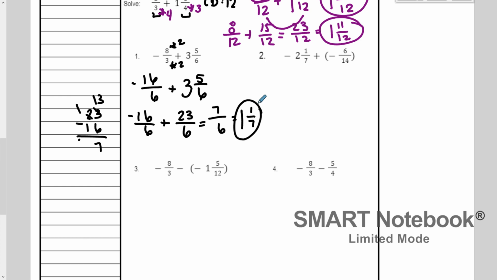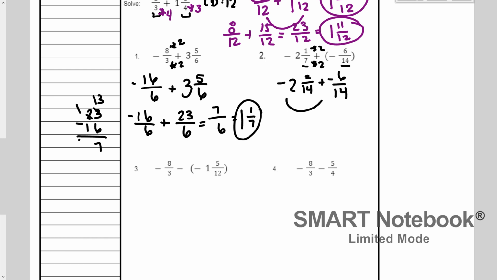Number 2. These are both negative, so I would keep them this way. We could make them improper too. Let's just go ahead and make that common denominator first. 7, 14. Common denominator is 14. So we make this a negative 2 and 2/14ths plus a negative 6/14ths. Like I said, they are both negative, so we just add them together.